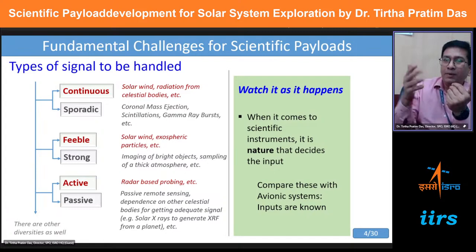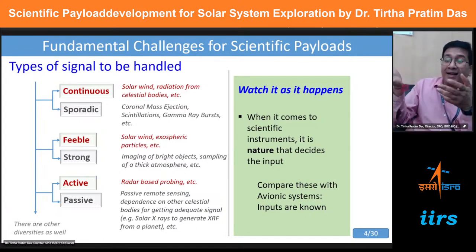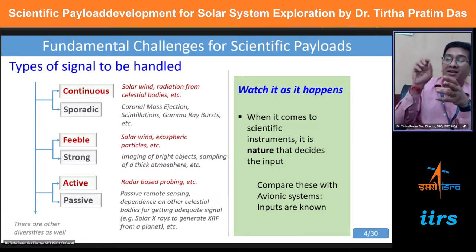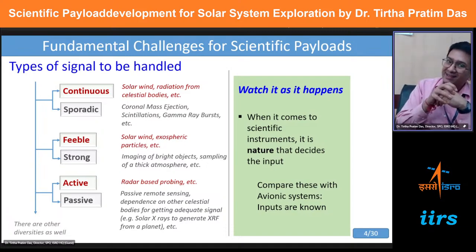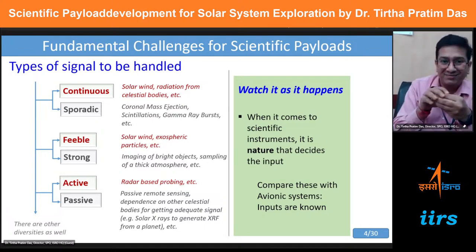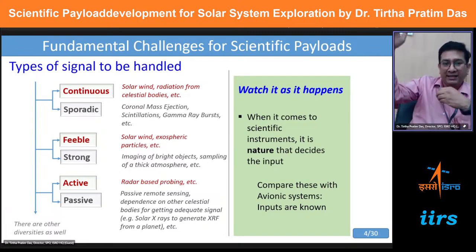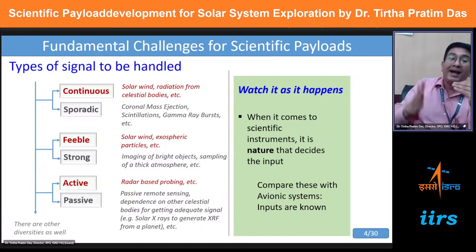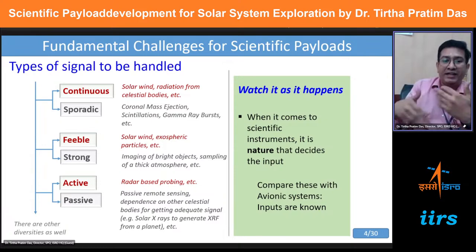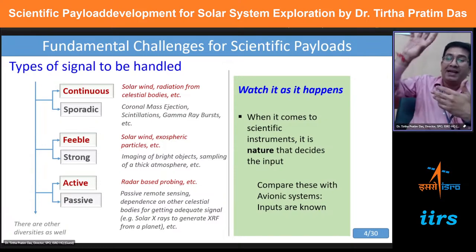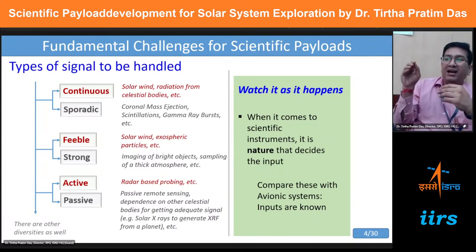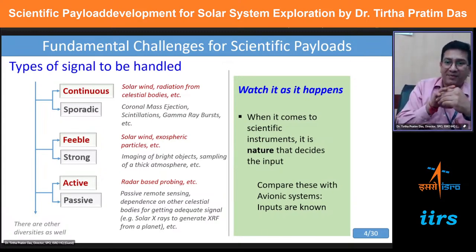And nature could be like this. It could be a continuous signal, like the sun continuously emitting solar wind, or radiation coming from a celestial body that we measure. Or it could be not continuous, it could be sporadic. Sometimes it happens in bursts. Examples are the coronal mass ejection from the sun, or scintillation of electromagnetic waves when there is a refractive index variation in the troposphere or the ionosphere. Gamma ray bursts, all these are sporadic events.